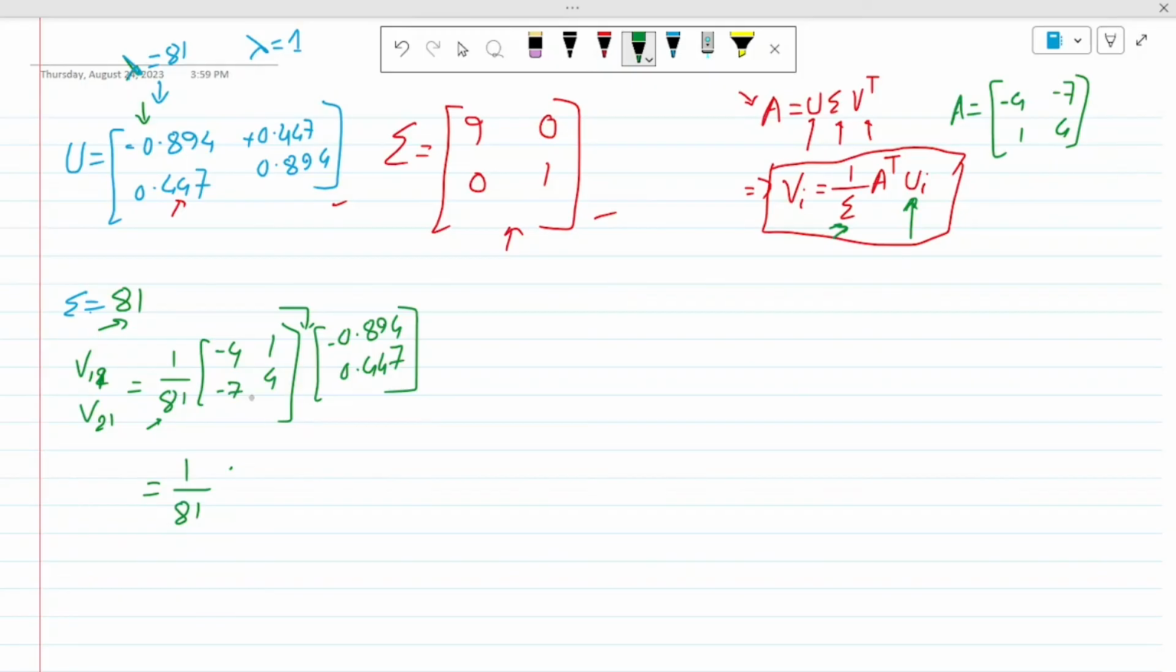So let me do one line. So 1 by 81, then I am multiplying this matrix with this matrix. So minus 4 into minus this value. So the first value will be minus 4 into minus 0.894, right? And plus, so this is one entire value, plus 1 into this value. So 1 into this value is 0.447. Similarly, at the bottom, it will be minus 7 into this one. So minus 7 is plus. So it will be 7 into 0.894 plus, matrix multiplication, plus 4 into this value. So plus 4 into 0.447. So this is the matrix you will get.